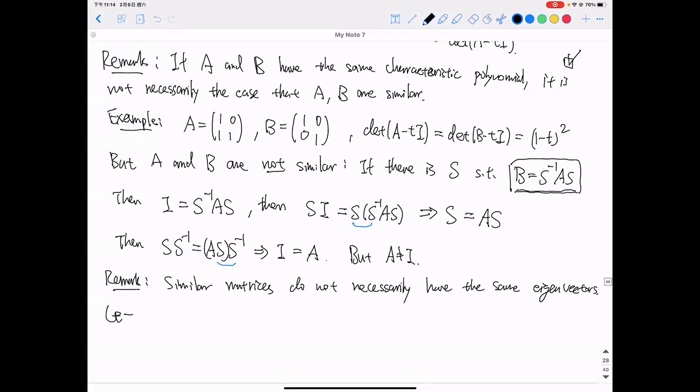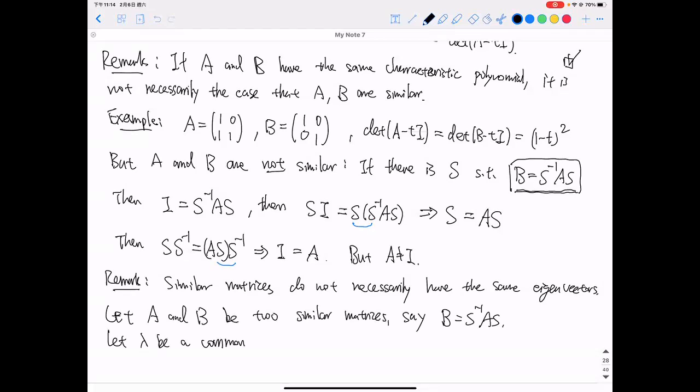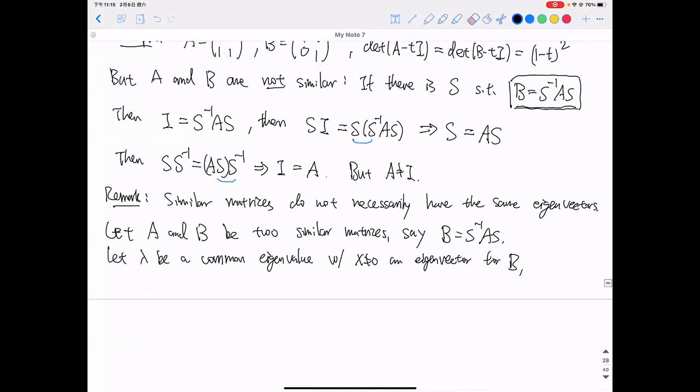Let A and B be two similar matrices. Say B is equal to S inverse AS, and let lambda be the common eigenvalue, with x not equal to 0 an eigenvector for B, namely BX is lambda X. Okay.